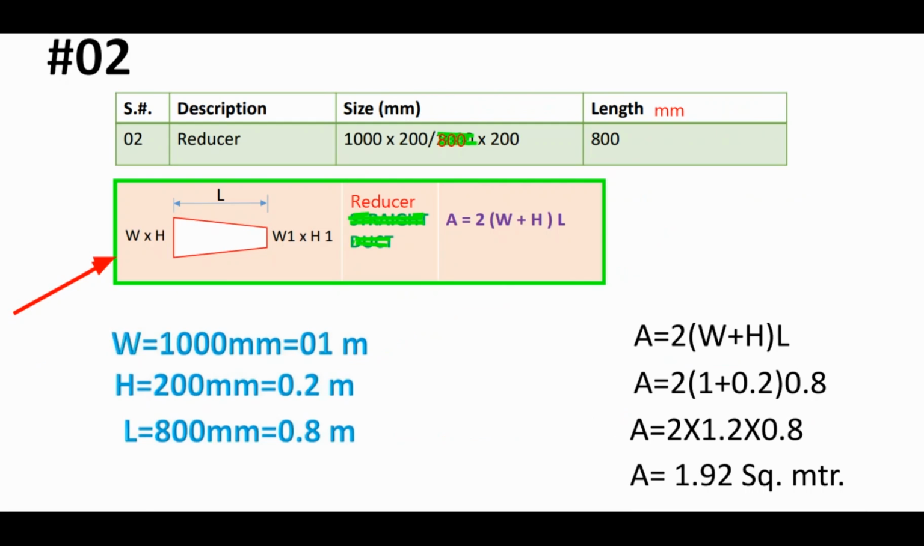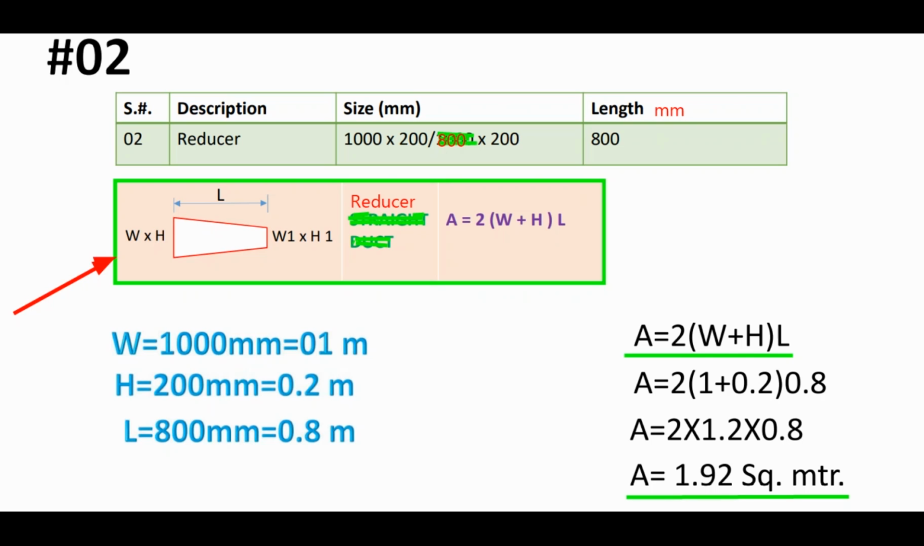As the second item, we have a rectangular reducer having size 1000 by 200 by 800 by 200, length 800 mm. And as we know, the formula from the table for a reducer is area equal to 2 times (width plus h) into L, where width and h are the dimensions for the largest side.